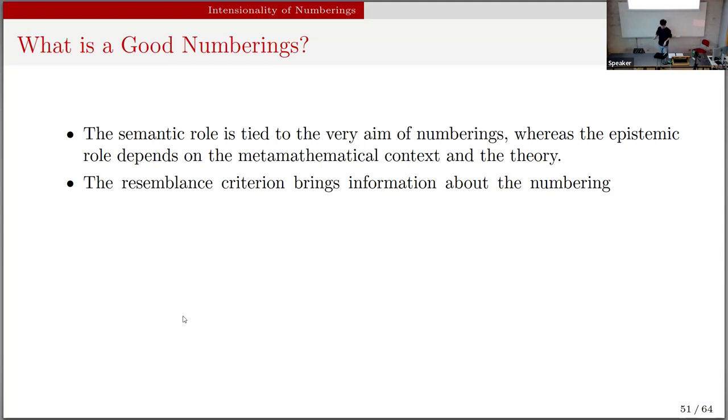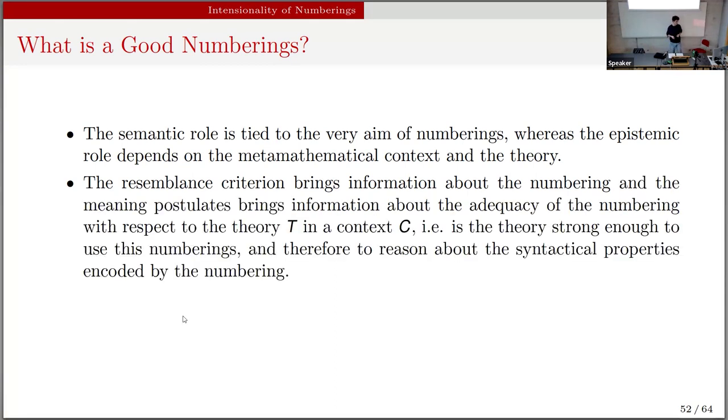And you have a nice parallelism between the semantic role and the resemblance criterion, because again, I think that there is some kind of resemblance criterion that is the justification why certain numberings pass the test of being adequate with respect to the semantic role. And you can see that the resemblance criterion brings information purely and strictly only about the numbering. It says that a numbering is intentionally correct if and only if the numbering resembles the syntax. And there we are not talking yet about the arithmetical context, so what we're trying to prove, nor are we talking about in which theory we're going to prove that. So we're just talking about the numbering and whether the numbering somewhat resembles the syntax.